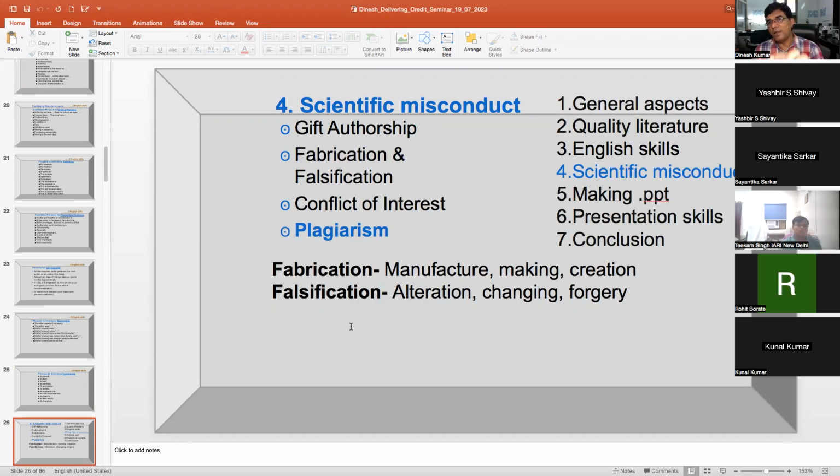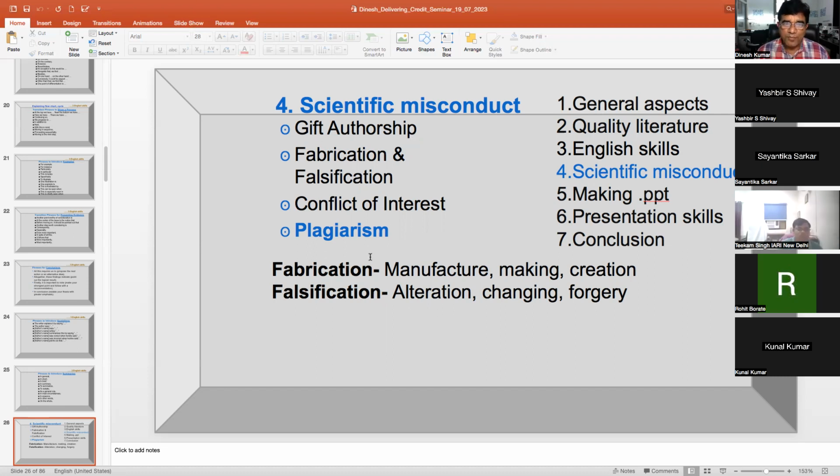So now you have seen three parts of this presentation: general aspects, quality literature, and English skills. The fourth one is scientific misconduct. Scientific misconduct includes gift authorship. Many times students write irrelevant names of people who have not contributed to the paper, such as friends. That is a kind of misconduct: gift authorship. Others are fabrication and falsification. These two things are unethical.